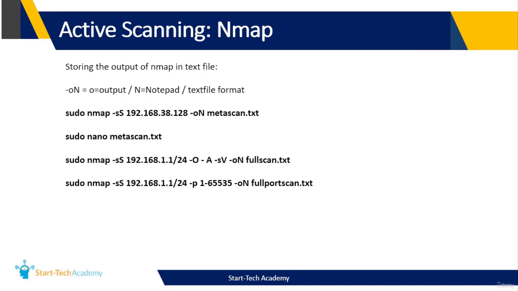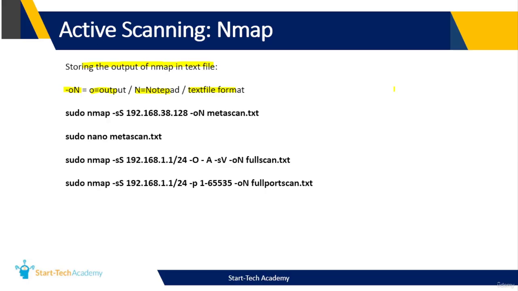And in this exercise, I'm going to show you how the penetration tester or how the hacker can store the output of the Nmap in a text file. So we'll be using the -oN command, where O is for output and N is for normal, that means in the text file format. Let's get on with that.